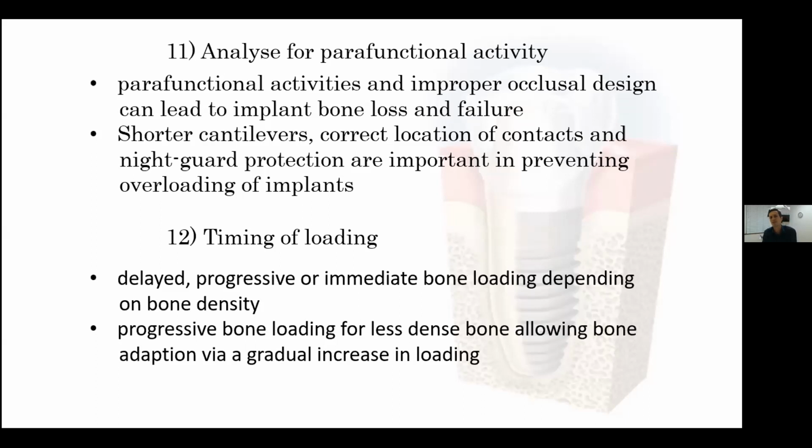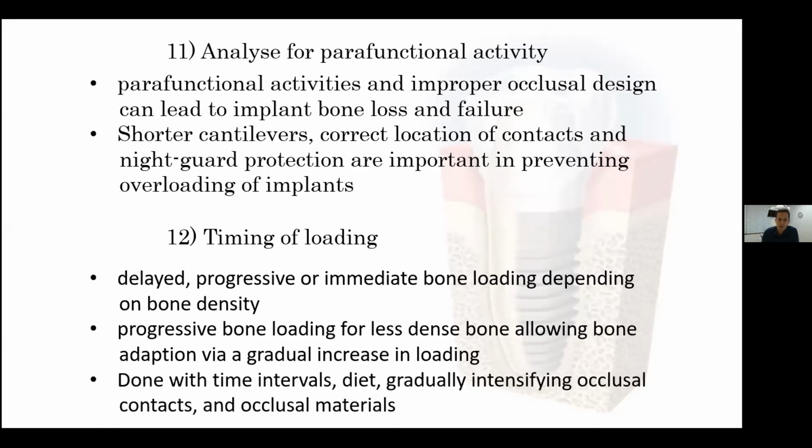And there are various methods that one can use in order to try and do this. It can be done with time intervals over 3 to 6 months. You time the amount of contact that you create on your implant. The literature talks about diet. Now, I'm not sure if any of your patients will listen to you if you tell them for the first month to eat soft foods and then thereafter gradually increase the intensity or the hardness of the foods. That's going to be a hard task. But it is something we should tell our patients nevertheless.